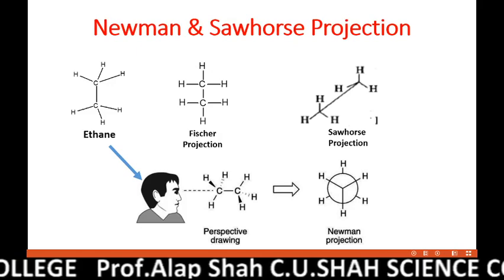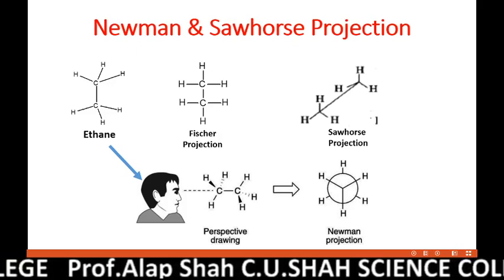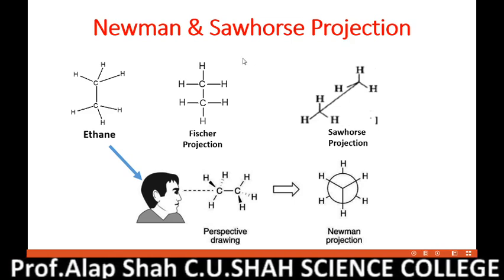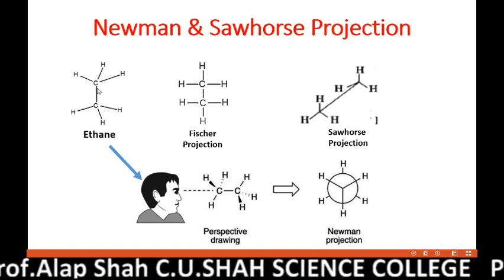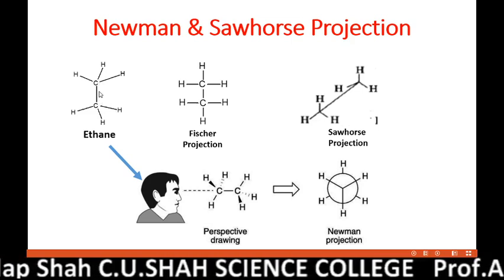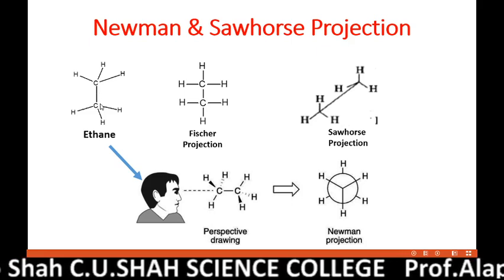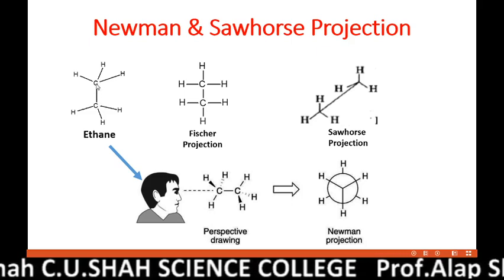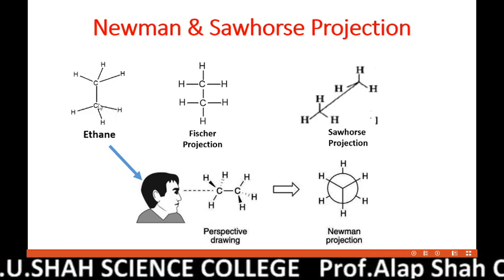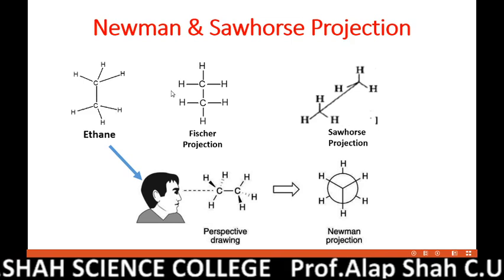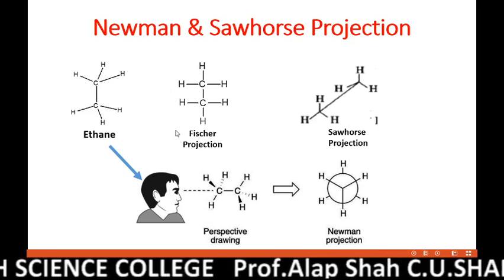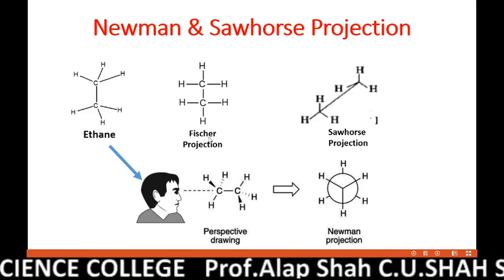Now, let us check the different projections, different methods of representing the molecule. Friends, we know that in the ethane molecule, the hybridization of both carbon atoms is sp3, and that's why the shape is tetrahedral. You can see that this is one tetrahedral and this is another tetrahedral shape. But normally, whenever we write reactions, we write the ethane molecule this way. This is called Fischer projection.